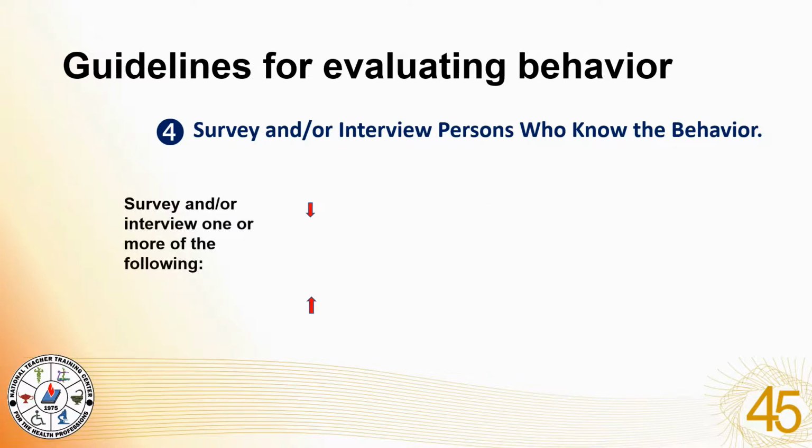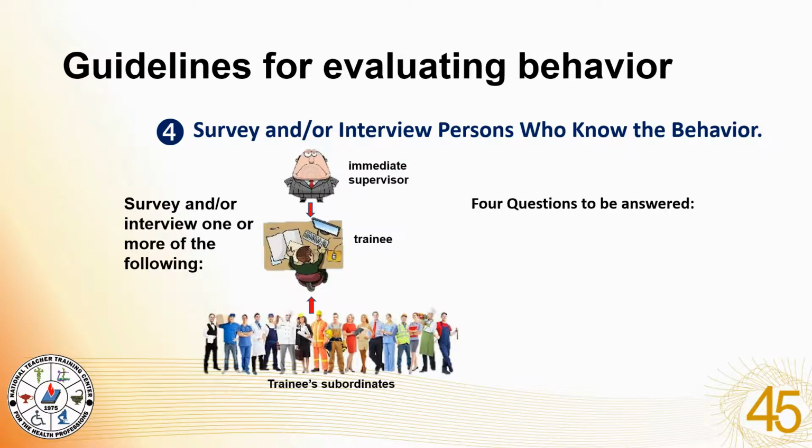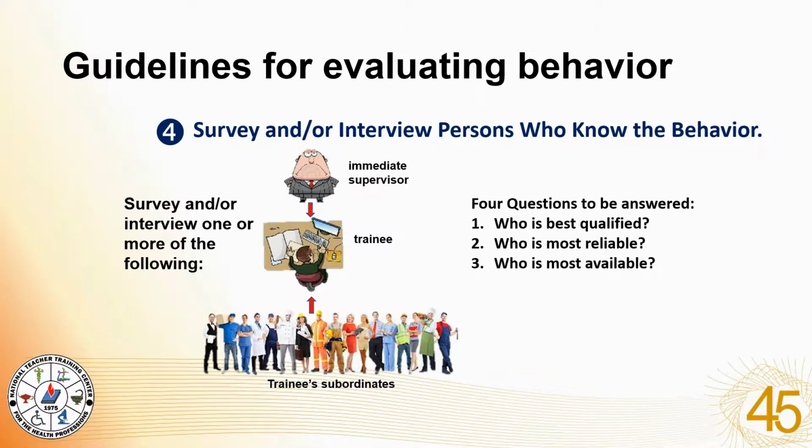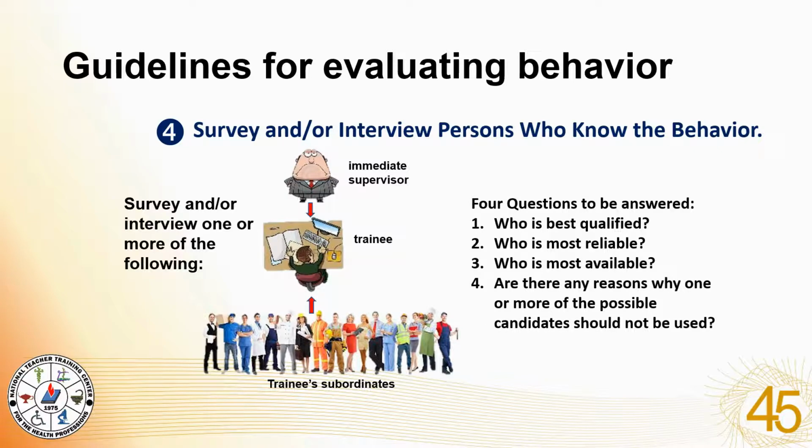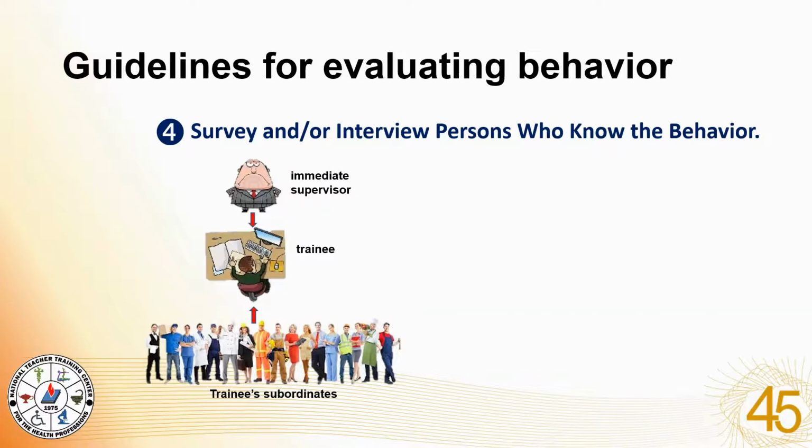Now, the fourth guideline will be on who you will survey or interview. Who do you want to collect data from? Will it be the immediate supervisor? Will it be the trainee or the trainee's subordinates? The trainees as supervisors, like they may have staff below them. So to be able to identify who will be the most appropriate persons, you need to answer 4 questions. Who is best qualified? Who is most reliable? Who is most available? And are there any reasons why one or more of the possible candidates should not be used? So let's go to each question.